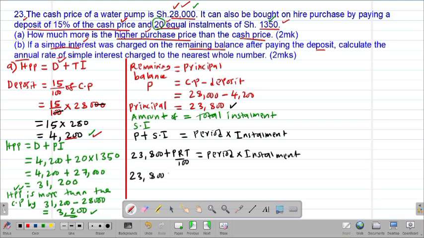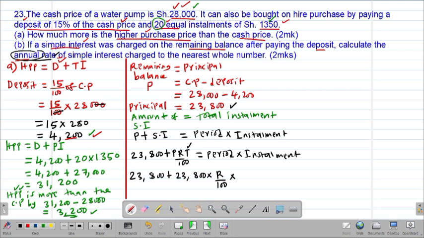So this will be 23,800 shillings, then plus the principal, which is still 23,800 shillings. Then of course we multiply with the rate. So our rate of investment, that is what we are looking for, because the question wants us to find the annual rate. Because the rate is annual, it means that our period must be converted into years. So the rate is R, then of course over 100.